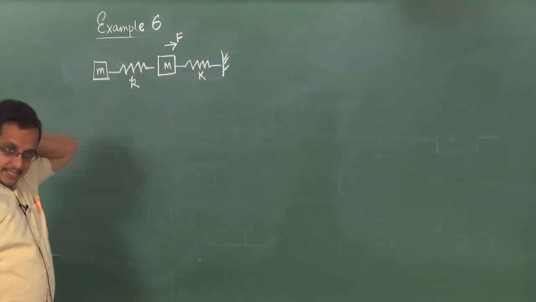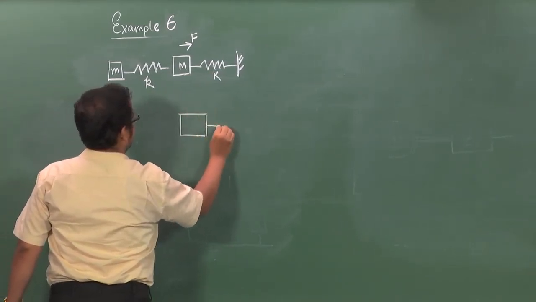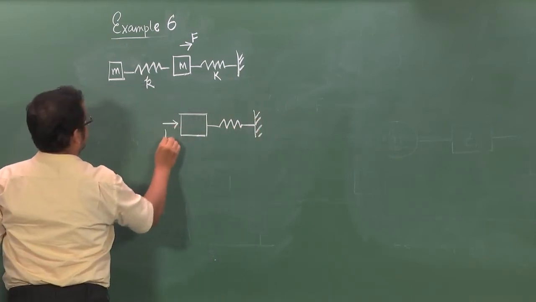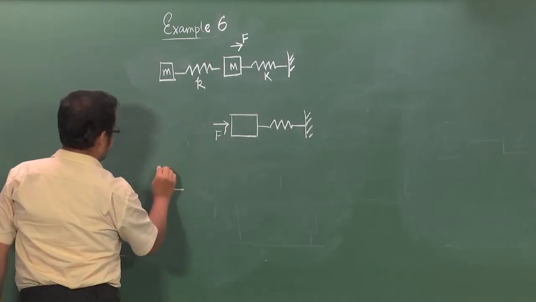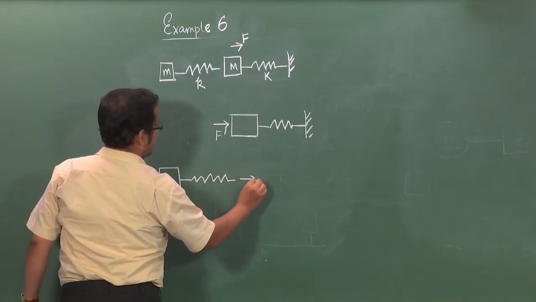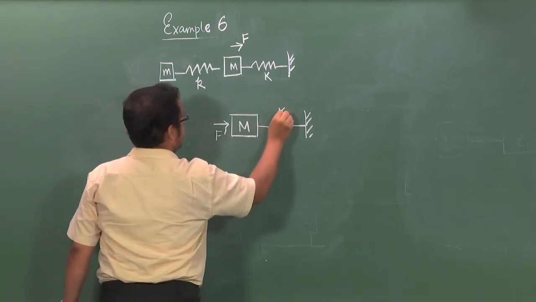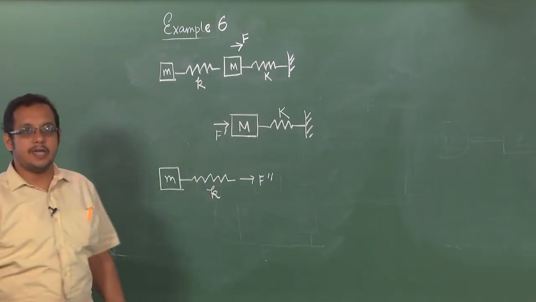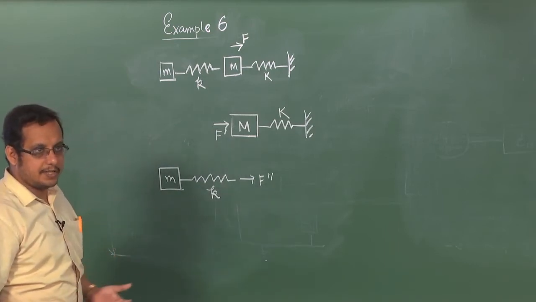So, the situation is just the same, we will have to resolve this into two parts. This is one system wherein we have the force F prime, and this is the other system wherein we have the force F double prime. This is capital M capital K and this is small m small k. Okay. So, we need to construct the electrical circuit for this situation.